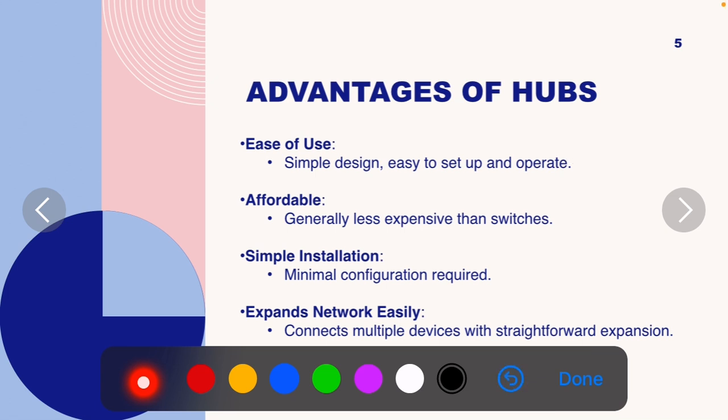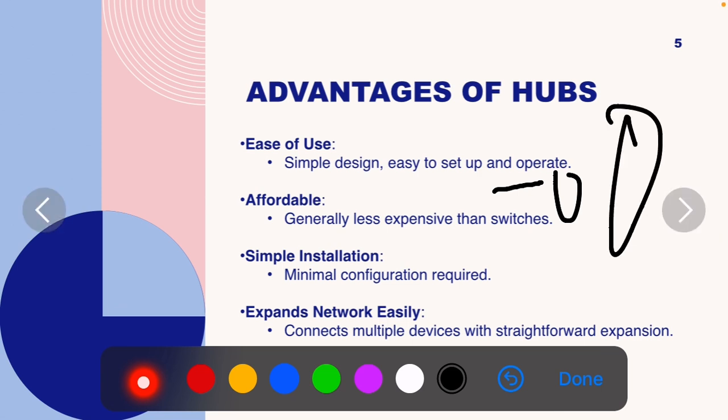Then another one is affordable, generally less expensive than switches. Switches are a better version than hubs, which are used in modern computer networks. But hub is more affordable than switches. Why? Because due to their simplicity and lack of advanced features, hubs are typically less costly than switches. This makes them a budget friendly option for small or temporary networks where advanced functionality isn't necessary.